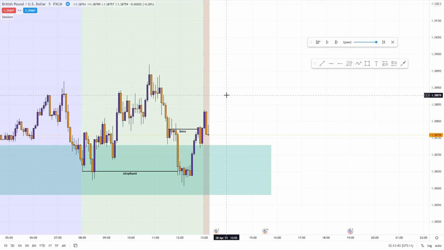Once this has happened, we are then waiting for price to return to the origin of the move that caused the break in market structure. So this bullish move here caused this break in market structure. The origin of that move will be down here. I hope that made sense.